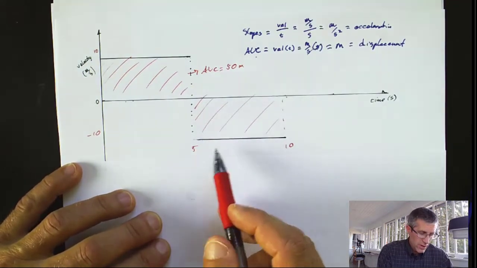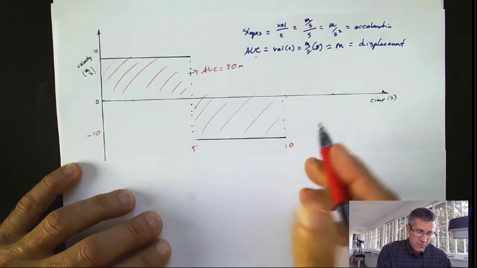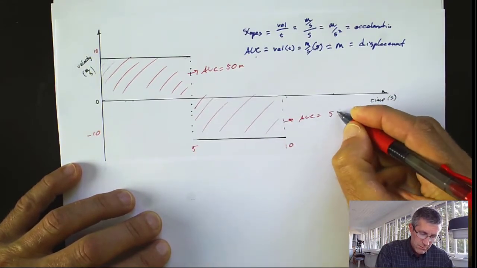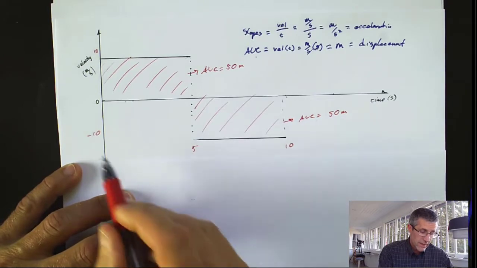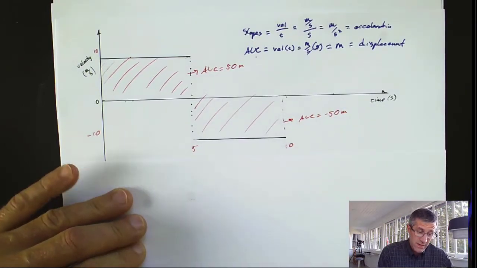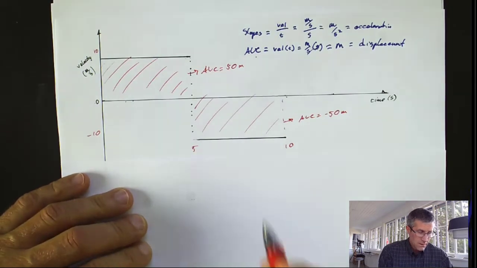Down here, how far have I gone? Well, I've gone 10 times 5. So my area under the curve here is also 50 meters, but notice I had negative velocity, so technically this is going to be negative 50 meters. Right? So this tells me something.